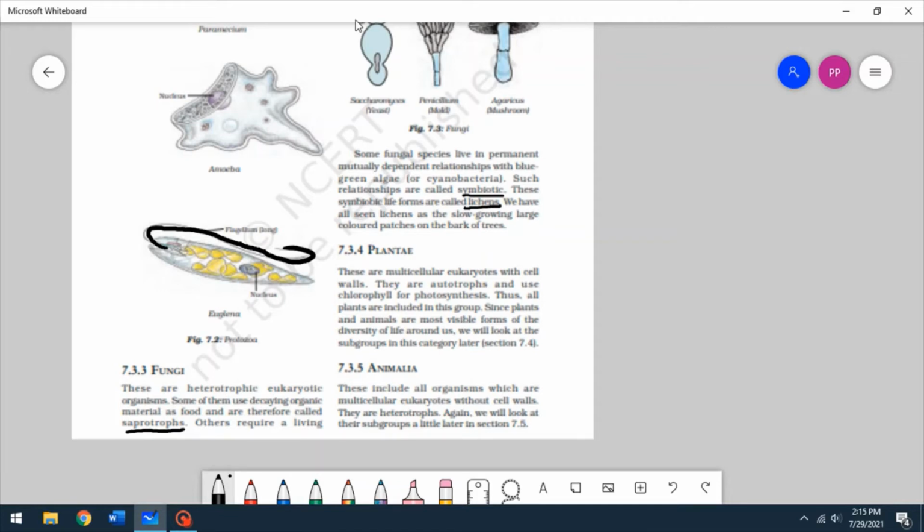One gets shelter, one gets food. That is how it's called a symbiotic relationship. And now we're moving on to the fourth kingdom called Plantae. So these are all the plants, right? And they are multicellular eukaryotes with cell walls.